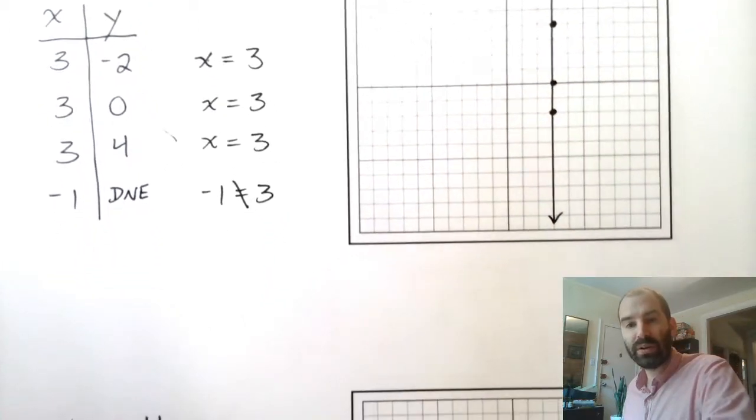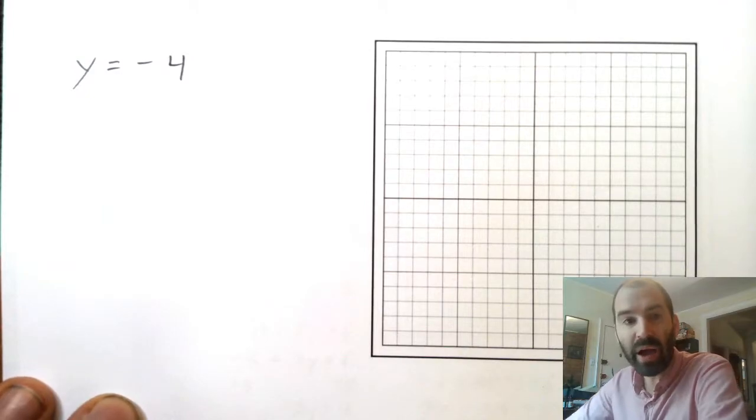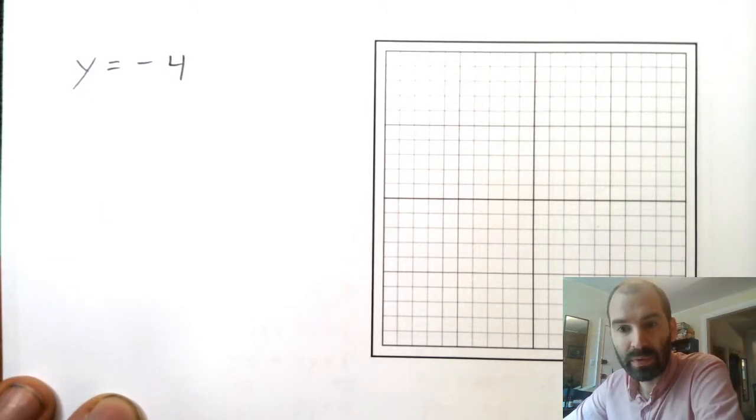I'll let you figure this one out on your own. I'm not going to go through this, but here we have y equals a number. What's that going to be? I'll let you work that out. Make a table and plot it out. See what you get.